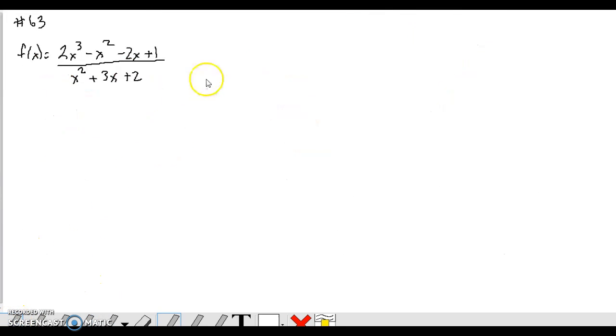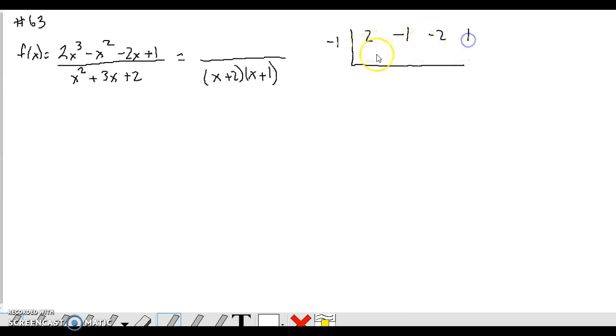Okay, last example looks like this. So let's go ahead and factor that. The denominator will turn into x plus 2 and x plus 1. So if there is a hole, what basically this means is that x plus 2 or x plus 1 has got to be a factor of the numerator. So I'm just going to quickly do synthetic division. Let's try negative 1 first. So that'll be negative 2, that'll be 3. This will be a positive 3, this is a 1, this is a negative 1. Perfect, so I know that worked. So I know that x plus 1 is a hole.